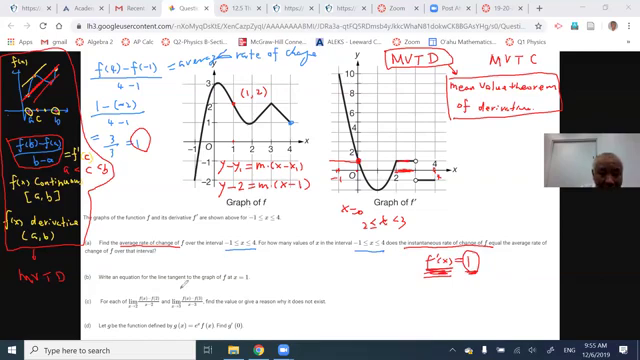Now, they ask you what? Find the equation of the tangent line to the graph of f at x equals 1. We almost got this already, the equation of the tangent line, except what? The slope. This slope should equal what? The derivative of the function when x equals 1. No problem? So what's the derivative at 1?